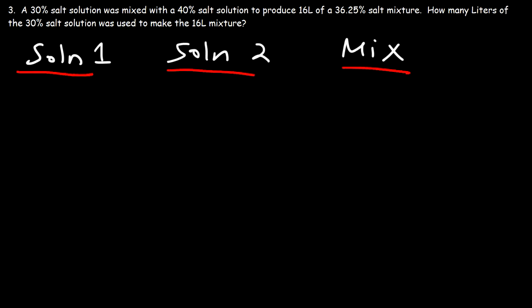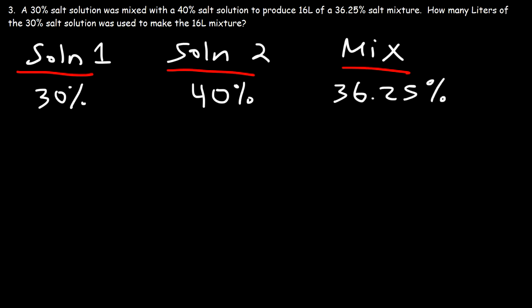So what do we know? We know that the concentration of solution 1 is 30%, and the concentration of solution 2 is 40%. And we know the concentration of the mixture, which is 36.25%. So basically, we have C1, C2, and the concentration of the mixture. What we don't know is the volume of the first solution or the volume of the second solution, but we do know the volume of the mixture.